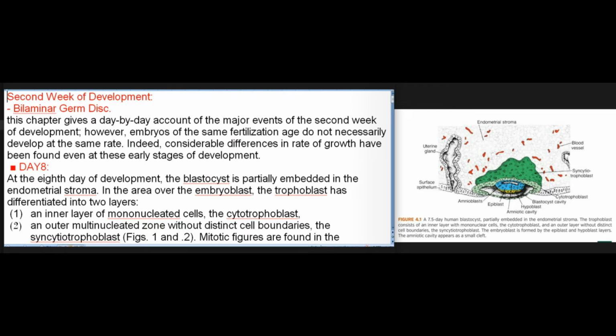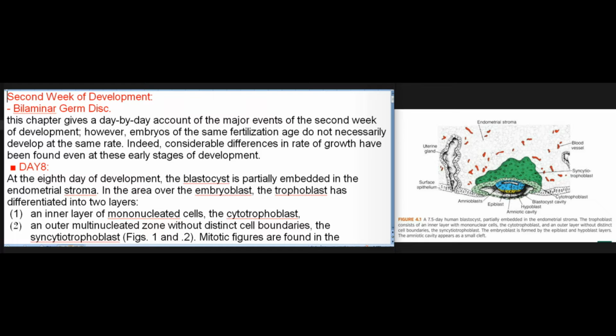Second week of development, Bilaminar germ disc. This chapter gives a day-by-day account of the major events of the second week of development. However, embryos of the same fertilization age do not necessarily develop at the same rate. Indeed, considerable differences in rate of growth have been found even at these early stages of development.